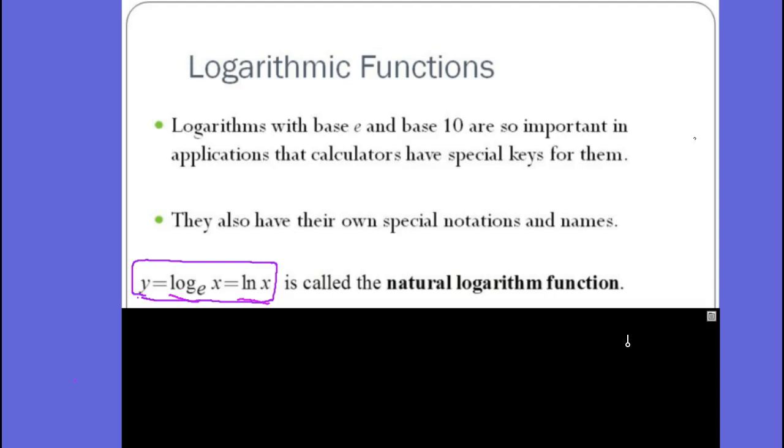Apply the property that we just talked about. Log base a of x has an inverse of a to the x. So if it's log base e of x, its inverse is e to the x.